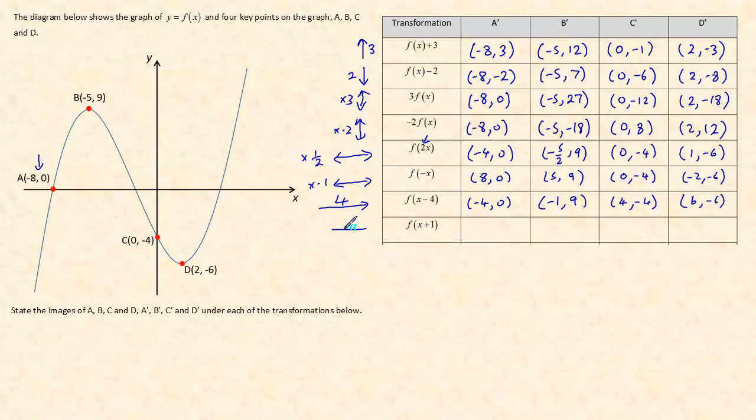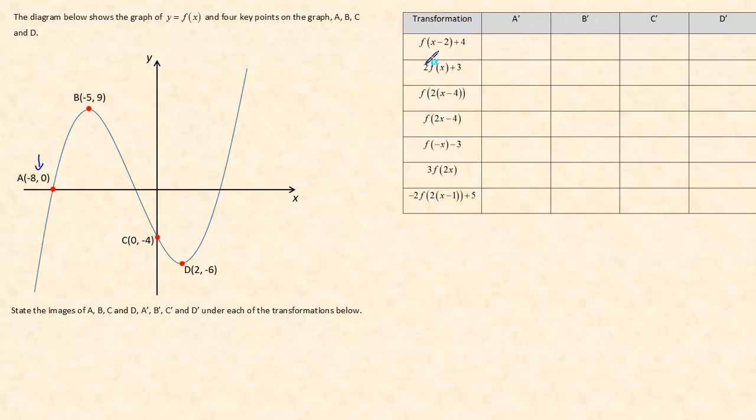And this one here with the x plus 1 is 1 unit to the left. So if we move this one left, we get negative 9 and 0. This one would be negative 6 and 9. Then we get negative 1 and negative 4. And this one would be 1, negative 6.